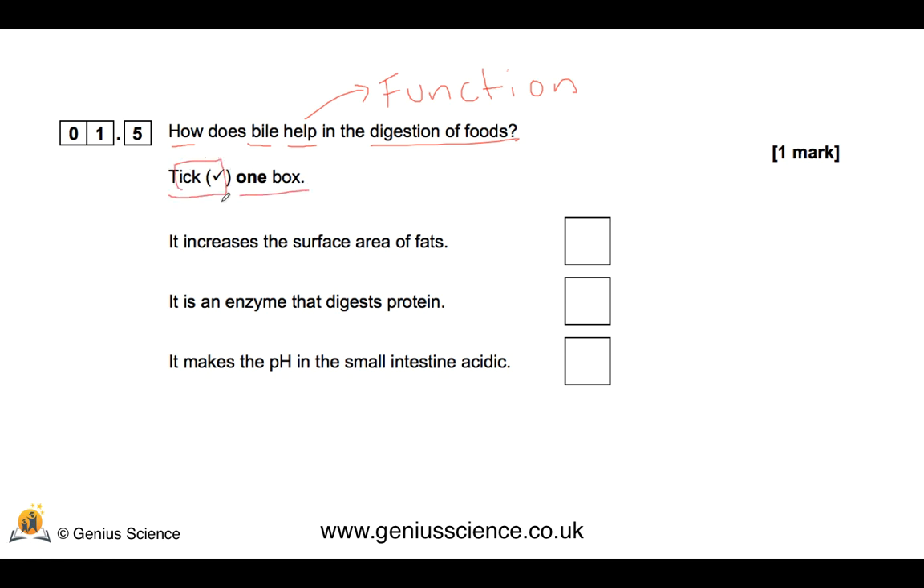We've got several options. Option 1, it increases the surface area of the fats. It is an enzyme that digests protein, and it makes the pH in the small intestine acidic. It is not an enzyme. It doesn't do this. It increases the surface area of the fats. This is sometimes described as emulsifying the fats. By increasing the surface area, it makes it much easier for the fats to be digested and broken down further.